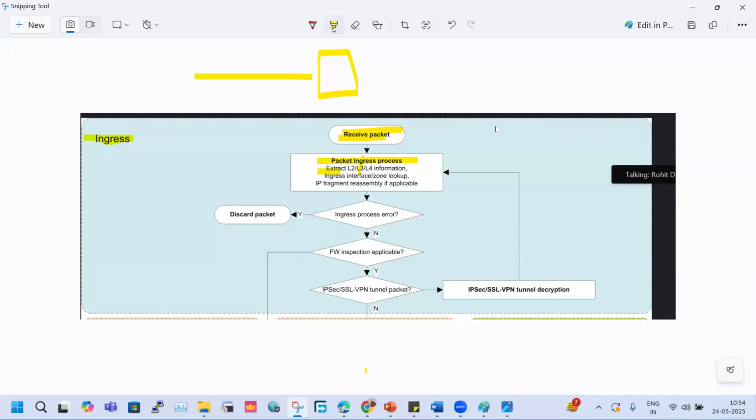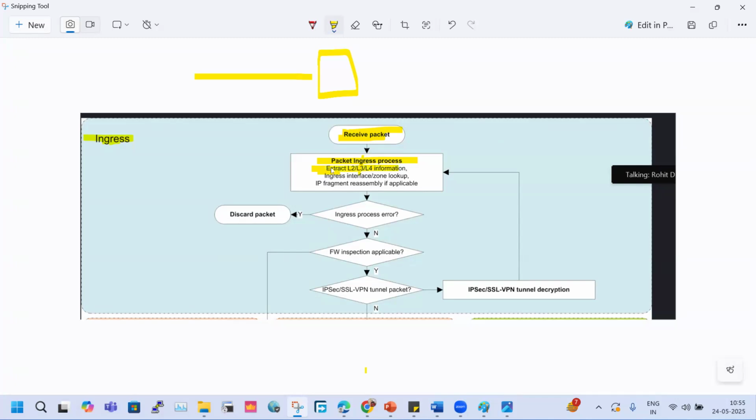Then there is L7, that is the application layer, for example HTTP traffic. L4 is the transport layer. Here it will check the transport protocol, TCP or UDP, and the port. Source port and destination port will be checked. So all those things will be verified by the firewall.